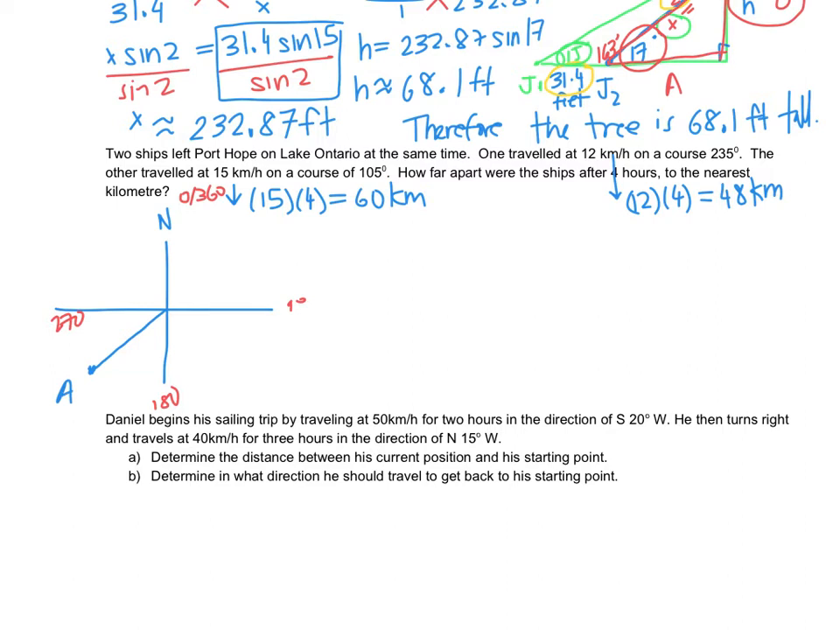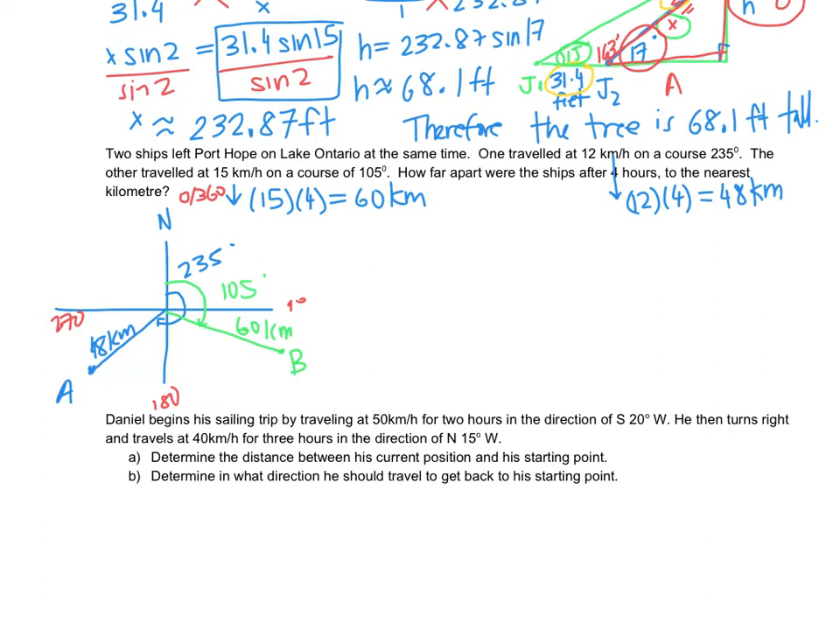And we were told, or we just calculated, that it was 48 kilometers. So this angle here is 235 degrees. Ship B is on a course of 105 degrees, so it's going to be between the 90 and the 180. So let's say here, and it traveled 60 kilometers. So that's this angle right here.